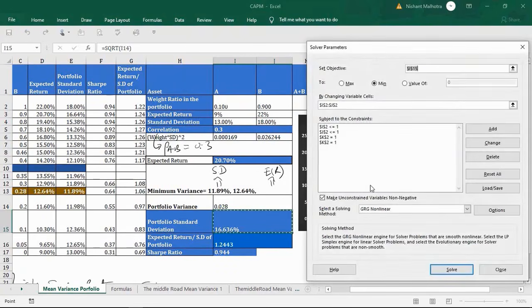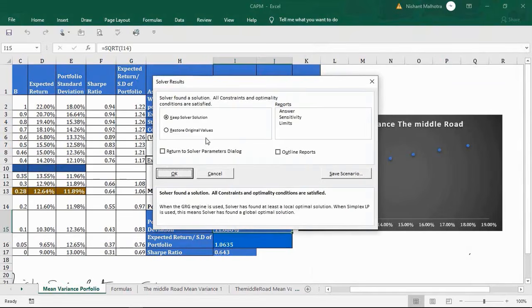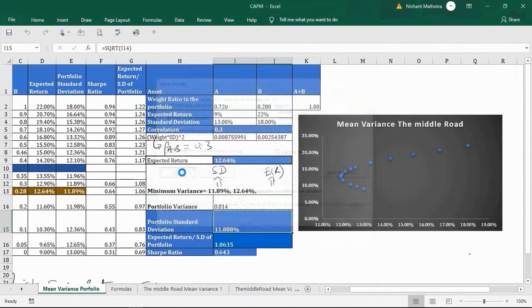Now I go to the solver and then I solve. So putting it in non-linear, I solve the equation. It says yes, the parameters can be solved. I click OK and I get the value of 11.88. So it automatically gives me 11.89. It'll give me the weightage.